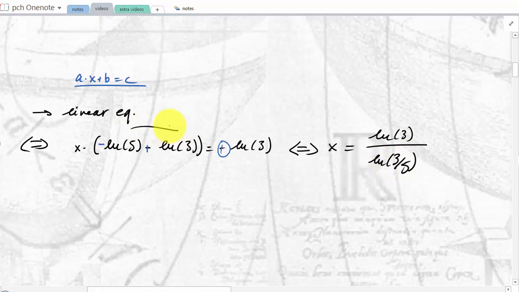What did I do here? I did ln 3 minus ln 5. That's just ln of 3/5. The difference of logs is a log of a ratio. All right, done with the first example.